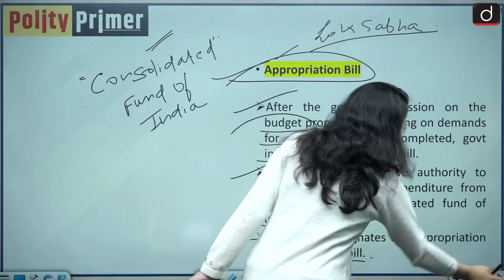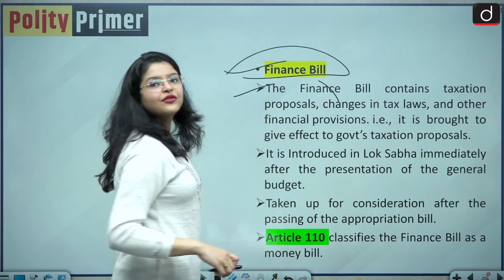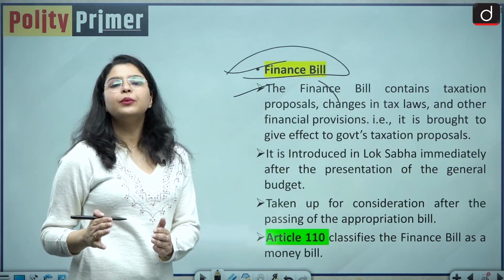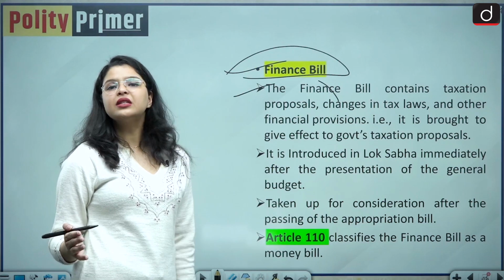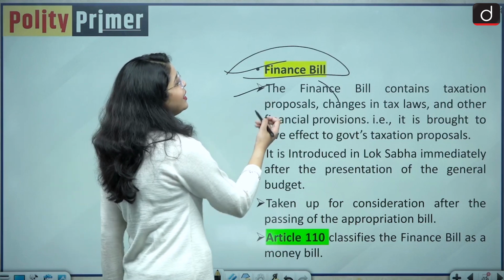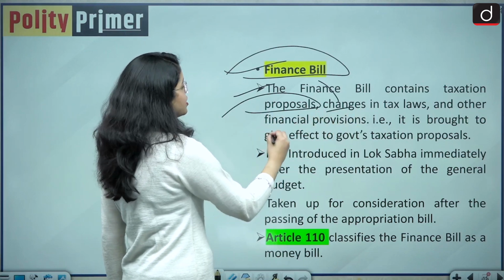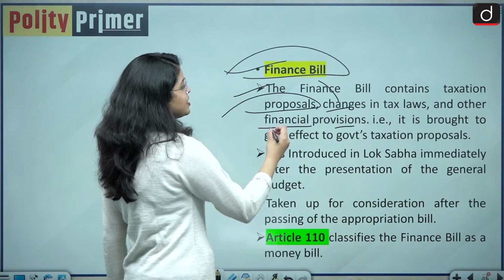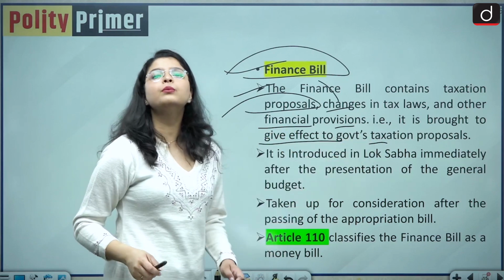Moving forward, let us discuss the finance bill. So as I have said that yes, finance bill is a very important aspect of the budget, passing of budget, and it is immediately passed after the passing of the budget. So basically it contains taxation proposals, changes in tax laws and other financial provisions, that is, it is brought to give effect to government's taxation proposal.